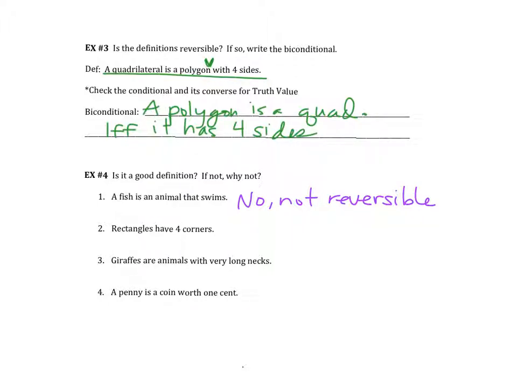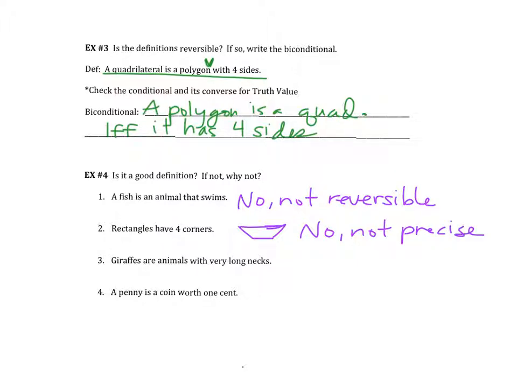Number 2, rectangles have 4 corners. Is that a good definition? If a figure is a rectangle, then it has 4 corners. That's true. If a figure has 4 corners, then it's a rectangle. Not true, right? I could say this has 4 corners, and that is not a rectangle. Or 4 corners, like what's a corner? It's just not very well defined, not very precise, we'll say. So we would say no, that is not precise or detailed enough.